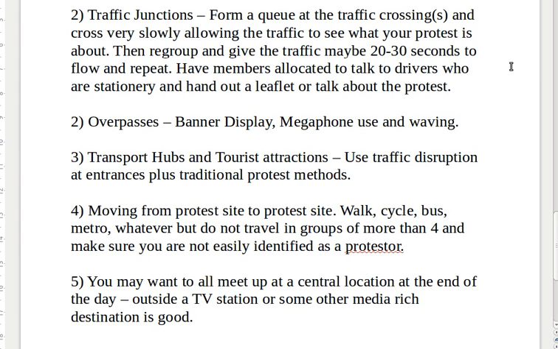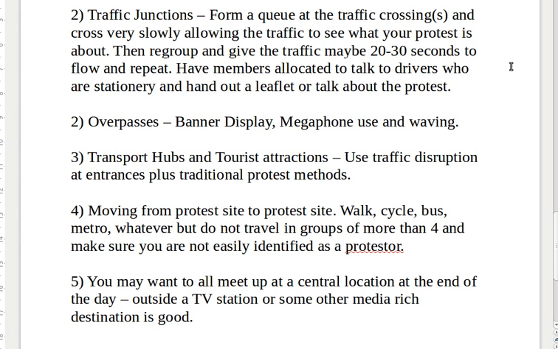Now, distributed protest methods. Natural gathering areas, you can use the traditional methods: shouting, chanting, placards, bullhorn, and if there's a pedestrian crossing you can also use traffic disruption, which I'll talk about in a sec. Now, at traffic junctions, as well as letting your protest be known, you have a chance to disrupt the traffic.